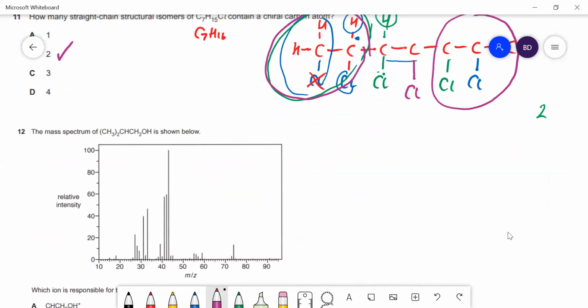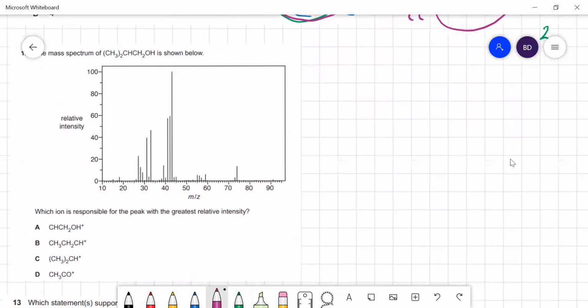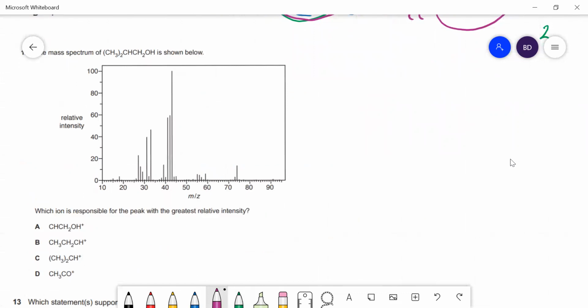Right, mass spectrum of this compound is shown below. Which ion is responsible for the peak with the greatest intensity? Well, the greatest intensity, that's at m/z of 43. Now, if you check the m/z of all of those alternatives, they all are 43. So we have to think, so that's not going to help very much.